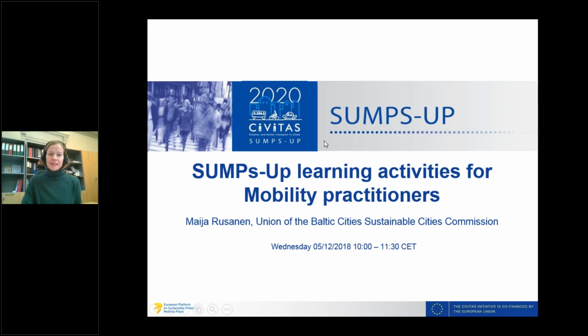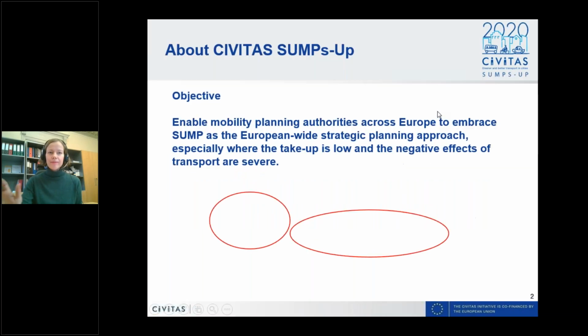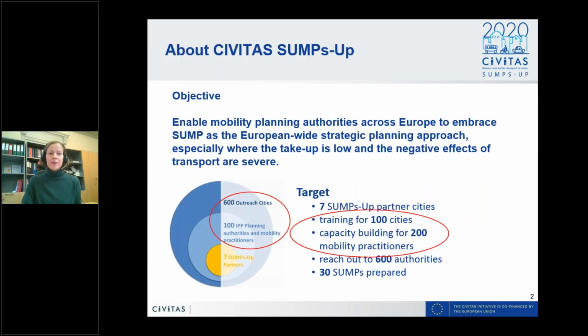Okay, hello from my side as well. So I will be telling you a bit about the learning activities that SUMPs-Up offers, because we are offering a wide variety of different activities. And the aim of the SUMPs-Up project is really to help cities to set up sustainable urban mobility plans, to have a strategic approach on local level to deal with transport related problems, and also ensure sustainable mobility for everybody. And we have focused on the countries where the take-up of the SUMP is low and where the negative effects are very severe.